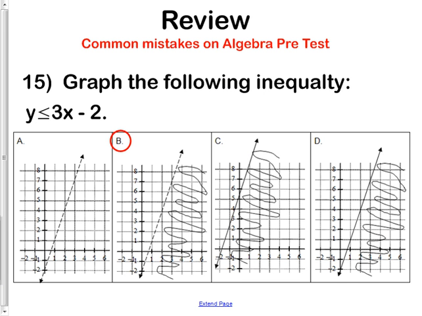Next one. Why is this not right? It's really close to right. It's got the right y-intercept. Yes? It's a dotted line, and since this has an or equal to, it should be a solid line, and that would be that.